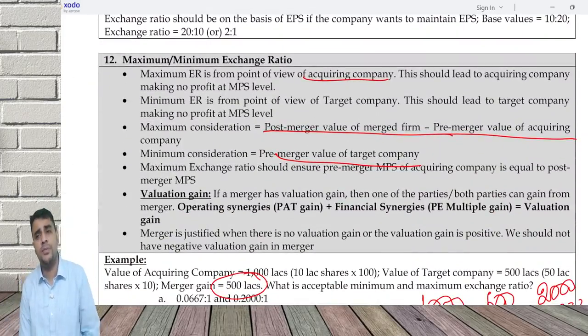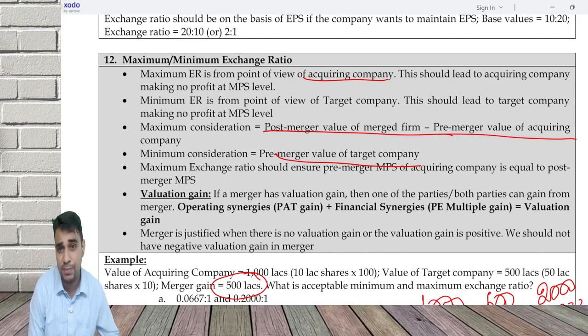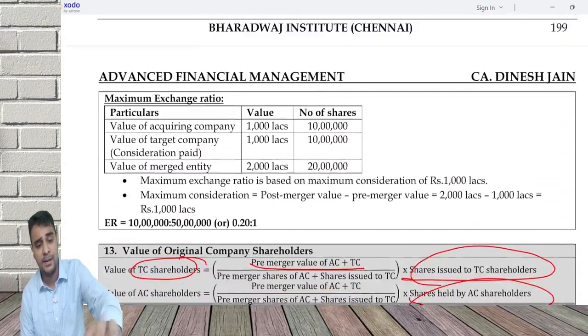Maximum exchange ratio, minimum exchange ratio. Minimum exchange ratio is from the point of view of the target company. Maximum is from the point of view of the acquiring company. Minimum consideration is equal to the pre-merger value of TC. Maximum consideration is equal to the post-merger value of AC minus the pre-merger value of AC.